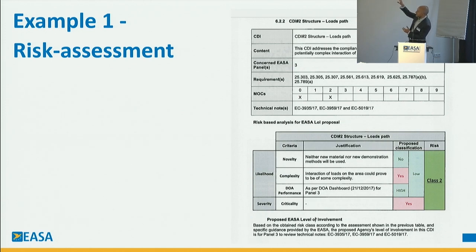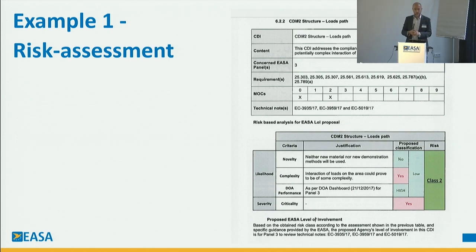What you have in the first part is the description of the CDI with the affected panel, the requirements which are affected, the means of compliance, and the technical notes, which are the compliance documents. In the lower part of the slide, you see the assessment. So this is a proposal of the LOI of the risk assessment, which ends up with a final determination of the class. You see in this case, the risk class is 2, and this is the result of a not novel CDI, complex, for a high performance CDI of the DOA in that domain, and criticality, yes.